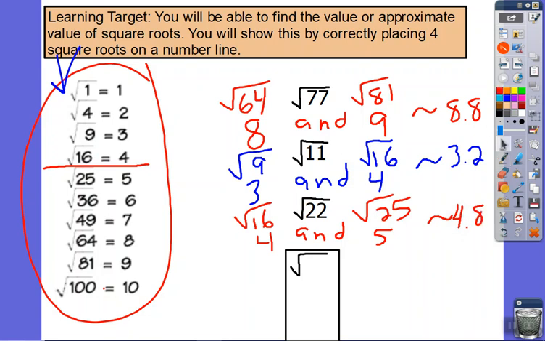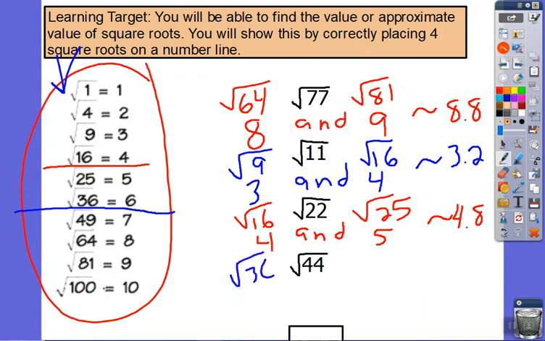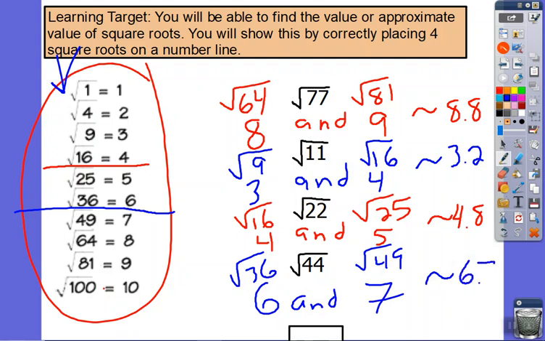Now, I'm not going to worry about whether it's 4.7 or 4.8. I just want you to be confident that you can say whether it's at the beginning, the middle, or the end. Lastly, square root of 44. So where's square root of 44 on our list? Right there in the middle, between 36 and 49. So that is going to be between 6 and 7. And if I had to make a guess, it is closer to the 7, so maybe like 6.7.